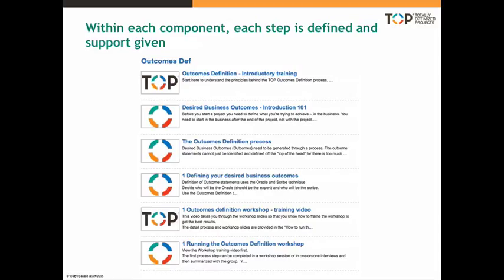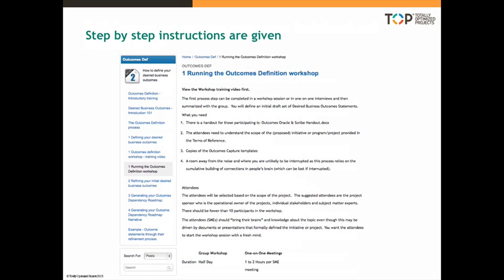In this example, we have introductory training that talks about outcomes definition. We have a piece on what it's all about, take you through the process. There's instructions on defining your desired business outcomes. Then, if you're running a workshop, a training video, and then the actual materials. And at the detail level, all instructions are given such that you can produce an excellent result.